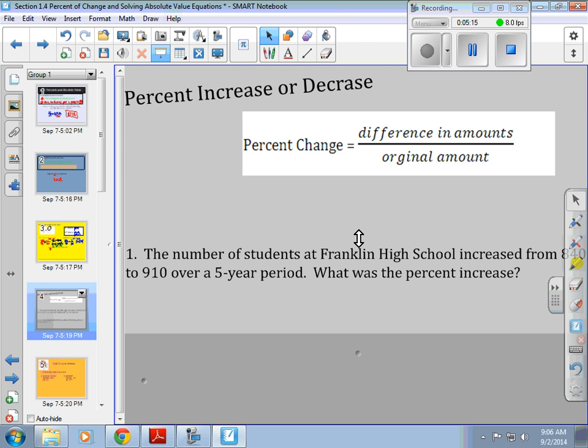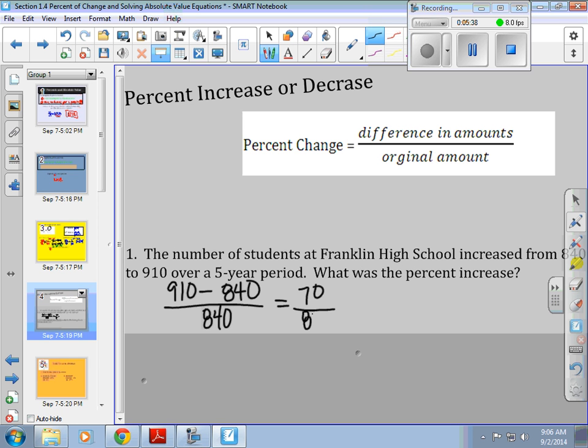So we have to figure out the difference in the two amounts. So to figure out the difference, it's 910 minus 840 over my original amount. So what was the starting value? Well, it increased, and so we started at 840. So we're going to divide by 840. Now I have 910 minus 840, which gives me 70 over 840.